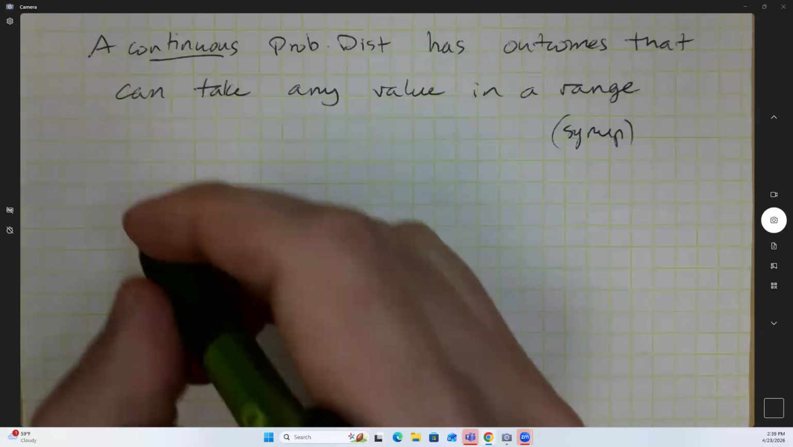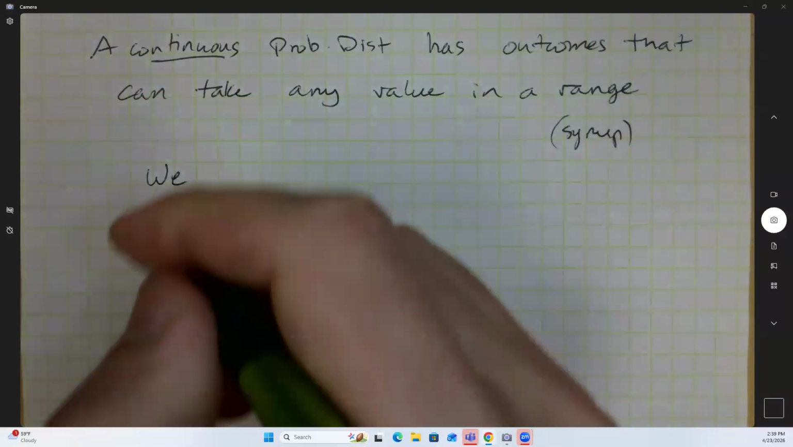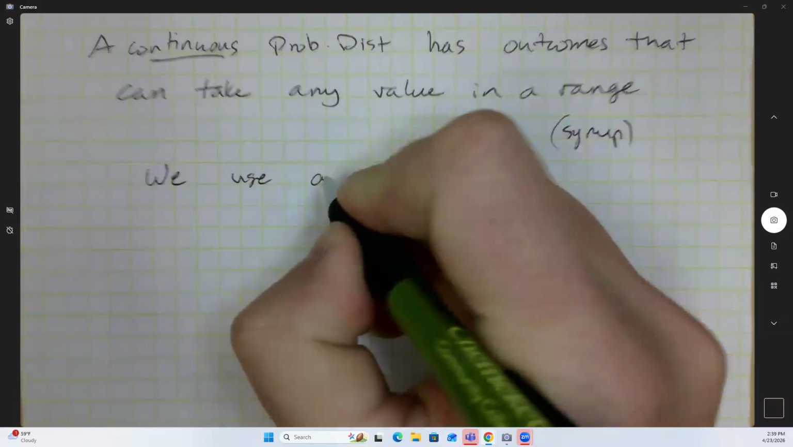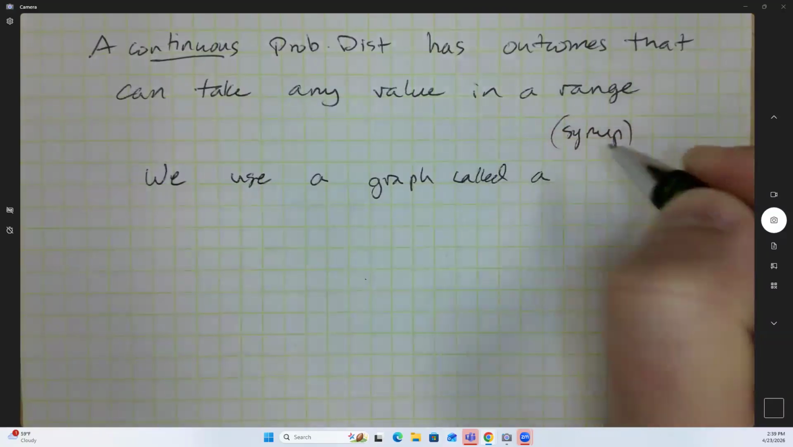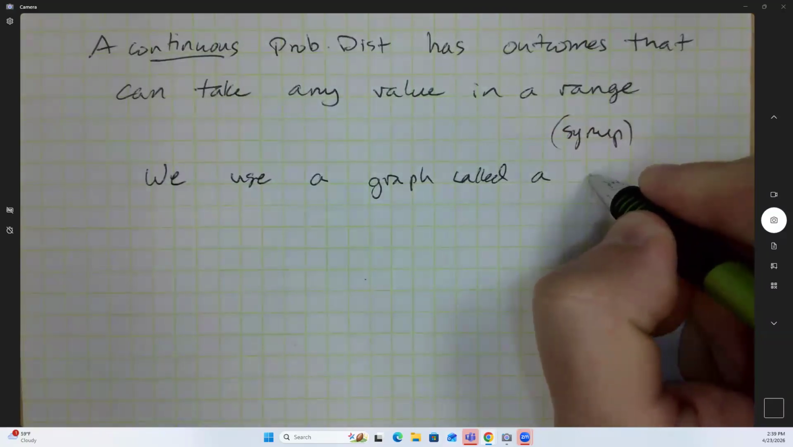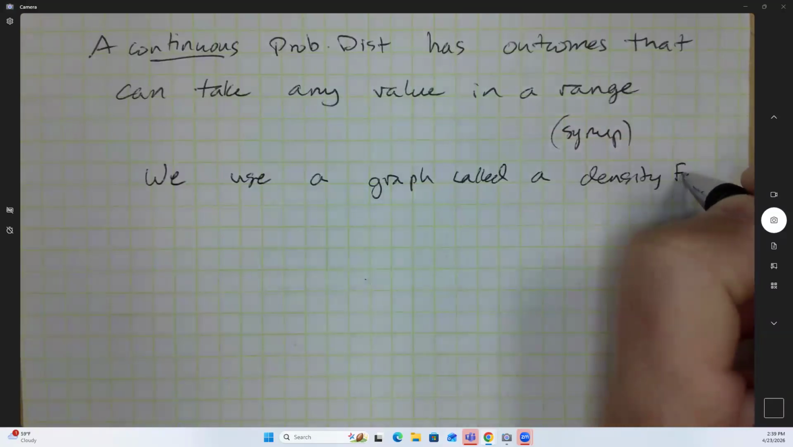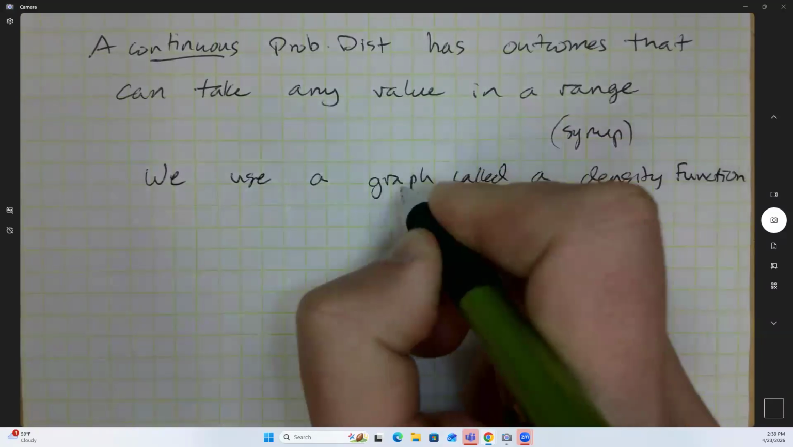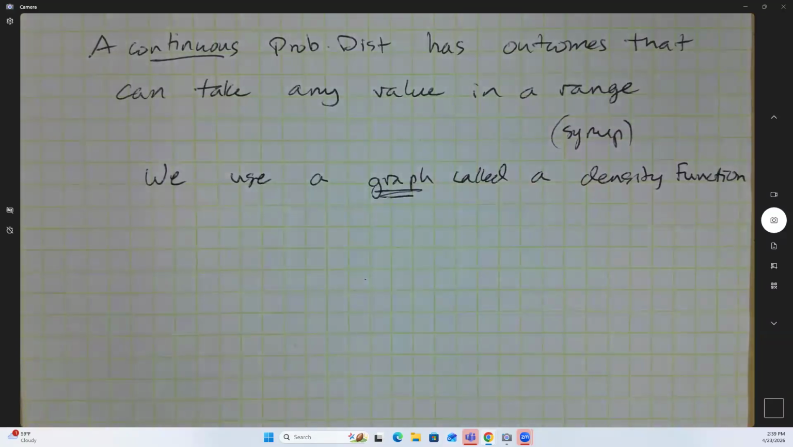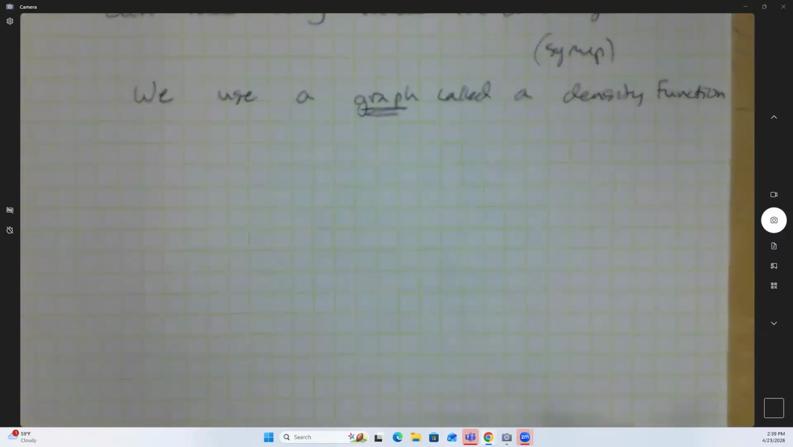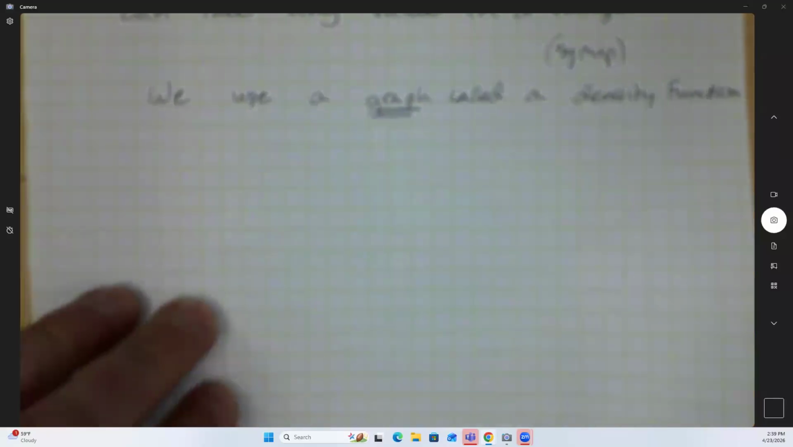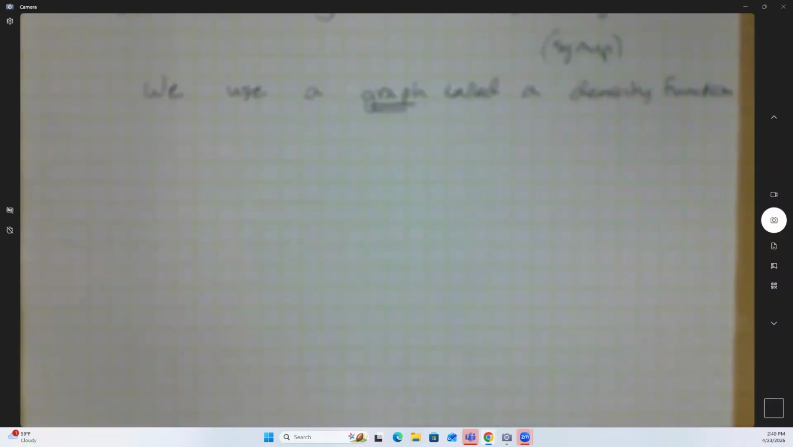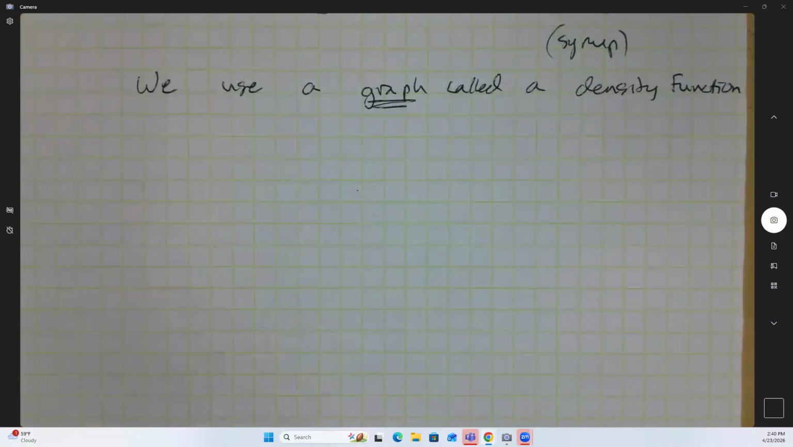So instead of using a table, we use a graph, called, I call it, a density function. But in particular, we use a graph. That's the type of visual we use. Focus. Thank you. So let's look at an example.